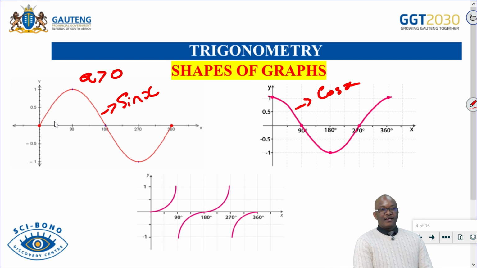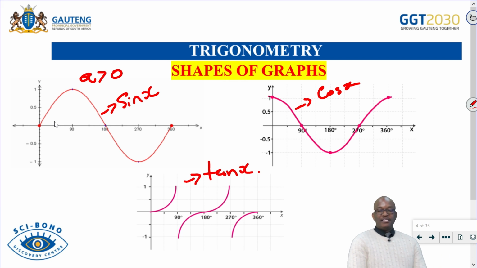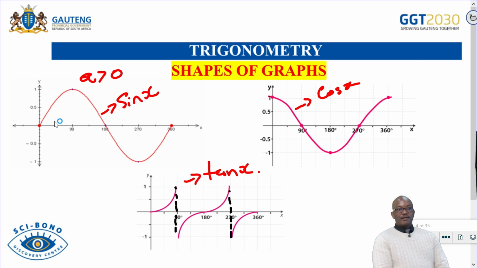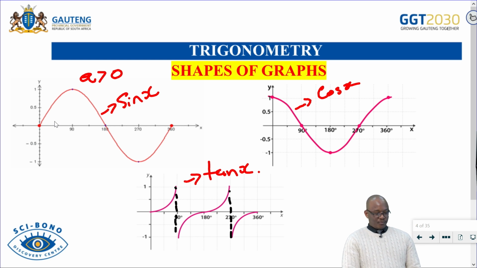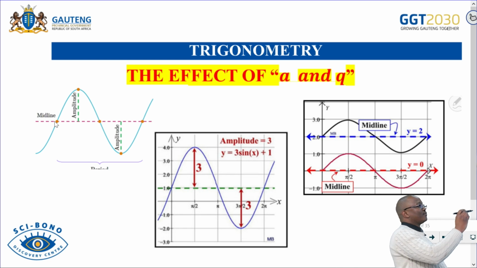Then the third one is the shape of our graph of tangent, correct? And the tangent graph also has asymptotes. But for this lesson, we are going to look only at the effect of A and the effect of Q.